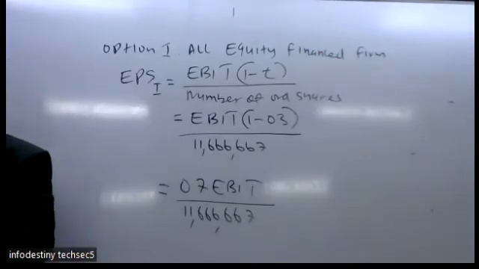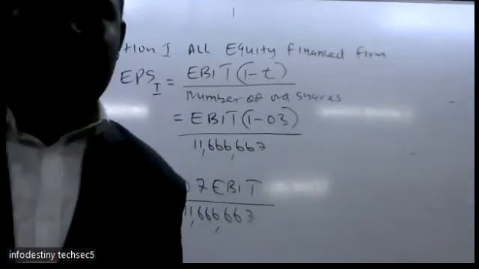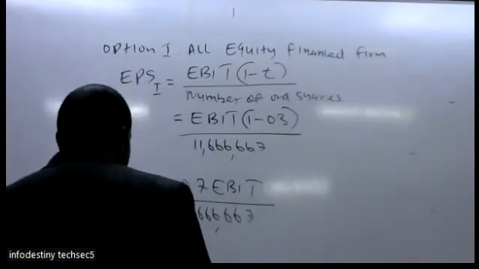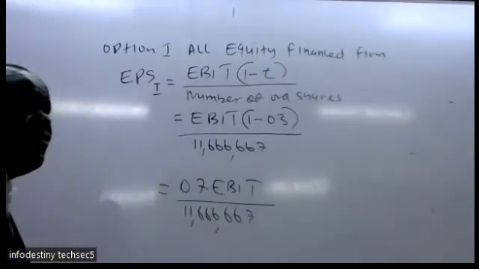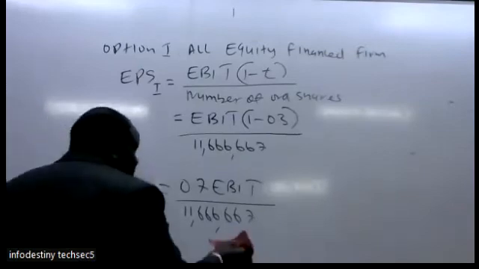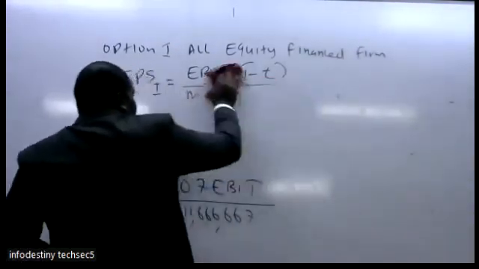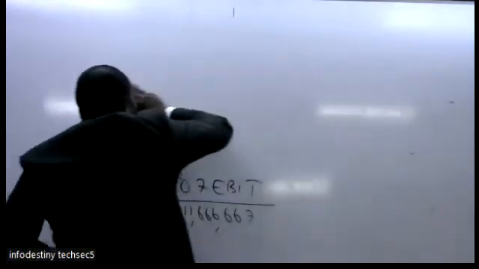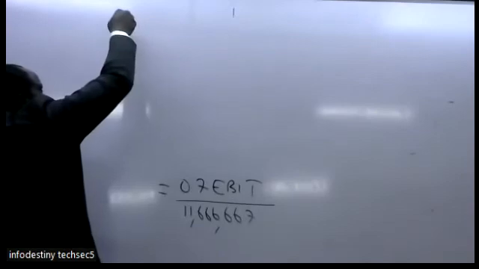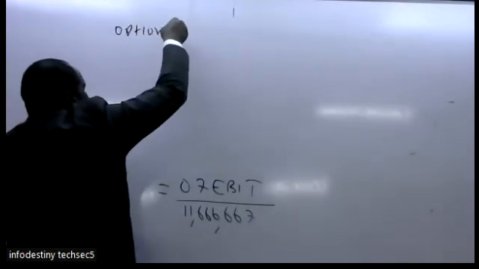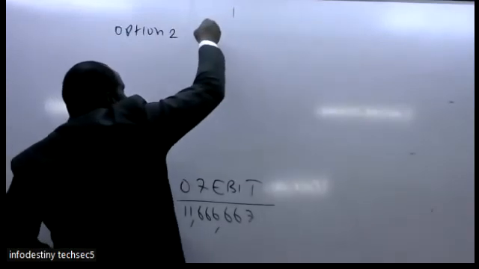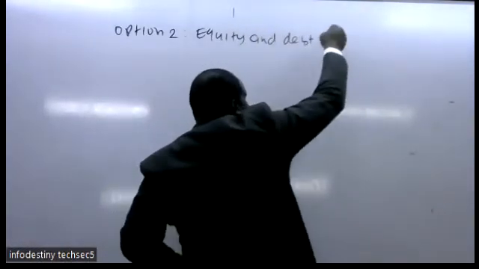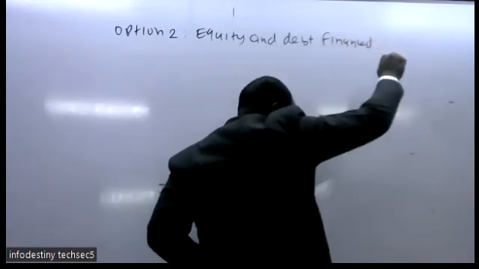So we need to create the one for option 2. After the formula for option 1, we also come up with the one for option 2. So let us analyze option 2. Option 2 is equity and debt financed because they are giving debentures to acquire ordinary shares. So option 2 will be an equity and debt financed firm.